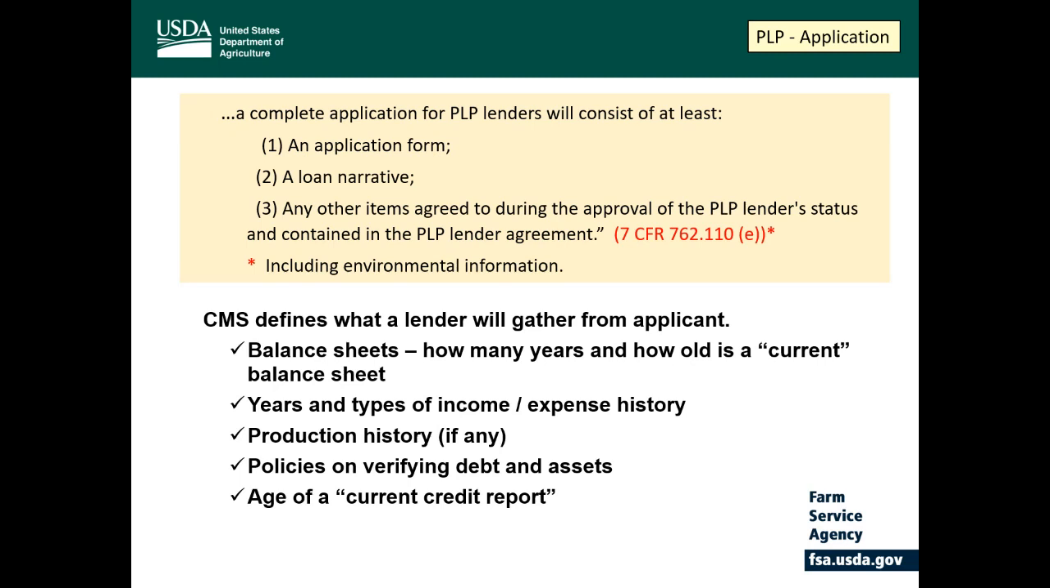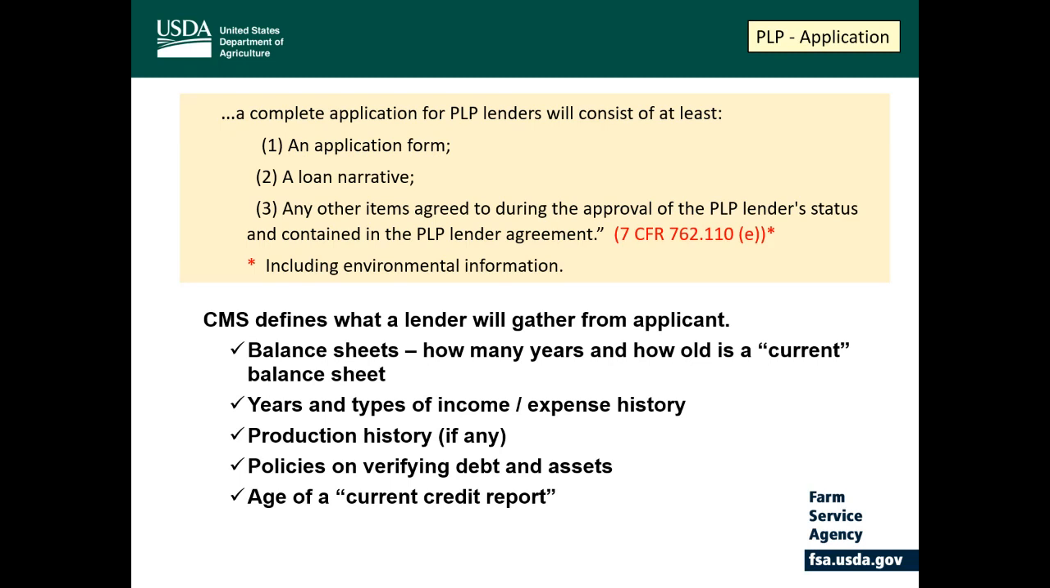Similar for production history. What's your policy on verifying debts and assets? Just because we require anything over 5,000, you may have a different policy. And that's something we work out with the lender when we're developing and negotiating this credit management system. So they're going to tell us what their policies are, and we're going to put it in there however we agree to it.